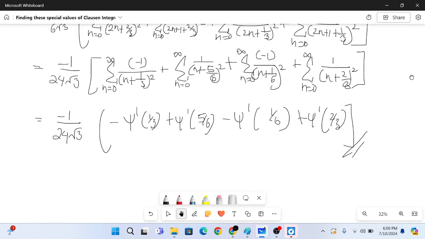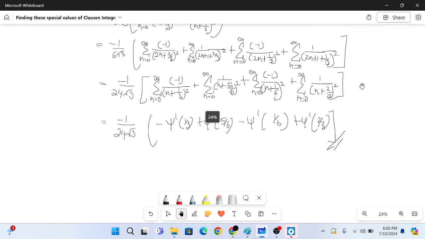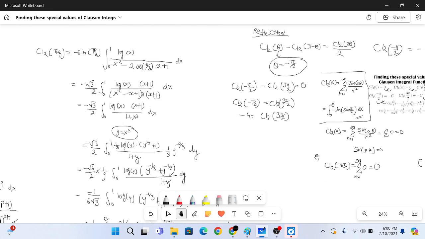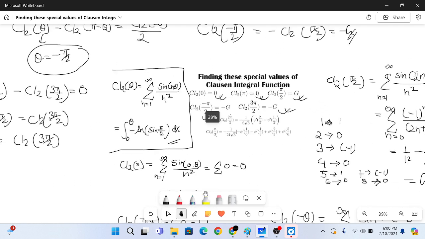Yes, that is exactly what we have over here, and we have found the value of the Clausen integral function of pi by 3. So we have found all these values, and I guess our mission is now accomplished.